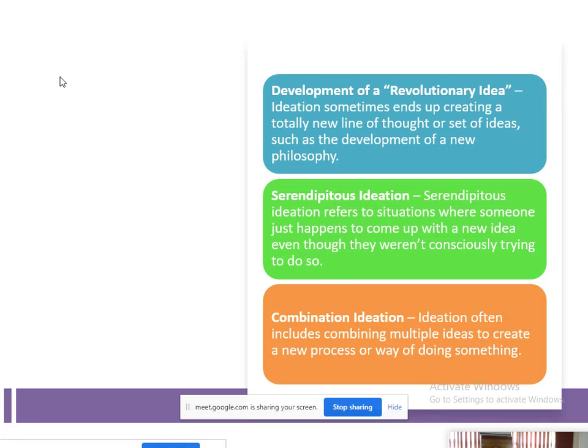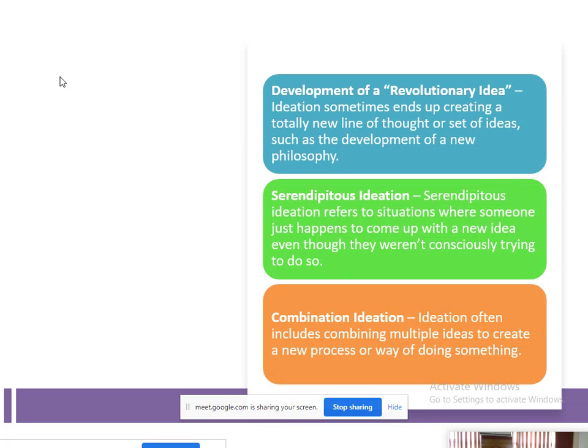So, development of a revolutionary idea. Ideation sometimes ends up creating a totally new line of thought or set of ideas, such as the development of a new philosophy. Okay, so ideation refers to a situation where someone just happens to come up with a new idea, even though they were not consistently trying to do so.